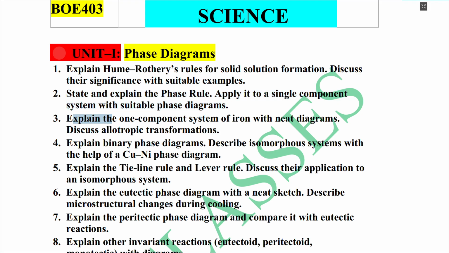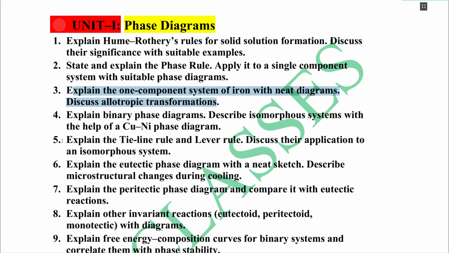Our third question is: explain the one component system of iron with neat diagrams. Discuss allotropic transformation. The fourth question is: explain binary phase diagram. Describe the isomorphous system with the help of the copper-nickel phase diagram. This is the most important question regarding the academic examination.